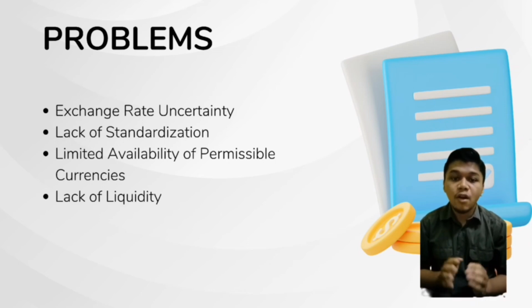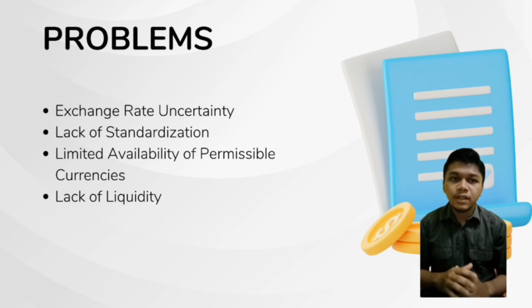The next one is lack of standardization. There is a lack of standardization in the application of Bai Al-Sarf across different Islamic financial institutions and regions. This can lead to inconsistency and different interpretations of the principles, causing confusion among consumers and reducing market efficiency.